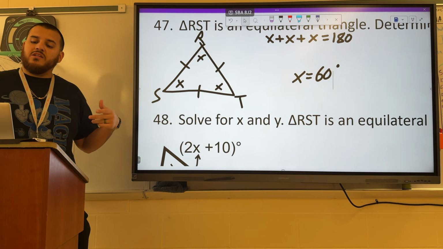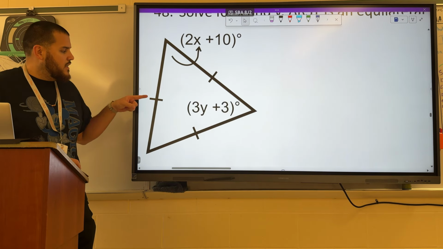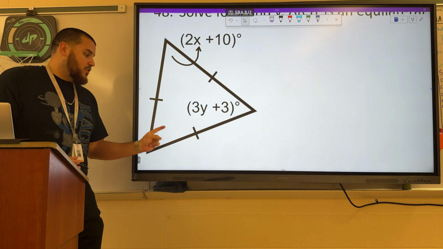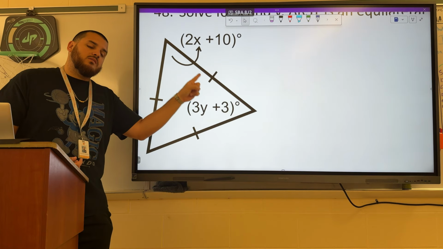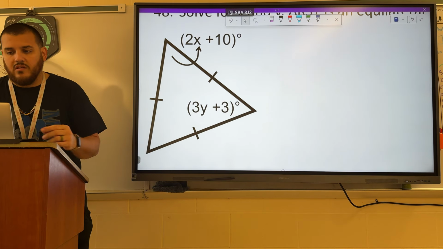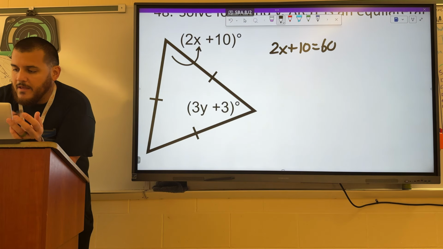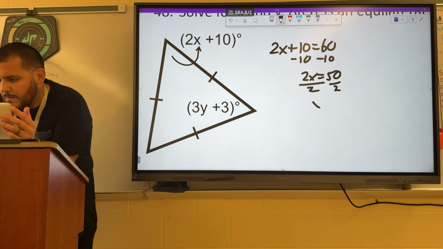We can use that logic then to answer our next question that's asking me to solve for x and y in this triangle. Our dashes tell me all 3 sides are congruent, making it an equilateral, which means all 3 angles are congruent. And as we just discussed, that means each angle must be 60 degrees. So to solve for x, which is an angle in an equilateral, I just need to set that equal to 60 degrees and then do the algebra to solve. If I subtract 10 from both sides, I'm going to get 2x equals 50, divide both sides by 2, and I get 25 degrees for x.